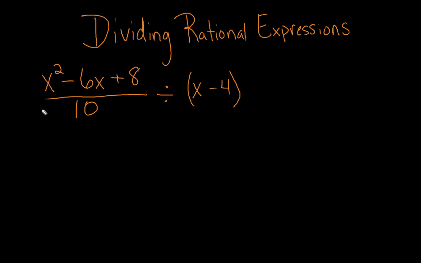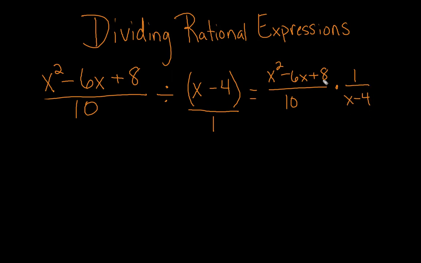So let's go ahead and do this. Here we have x squared minus 6x plus 8, divided by 10, divided by x minus 4. This is kind of weird because this really isn't a fraction. But remember, we can put any value over 1 to turn it into a fraction. So if we rewrite this as multiplication, it's going to be x squared minus 6x plus 8 over 10, and then we multiply by this divisor flipped, which now becomes 1 over x minus 4.